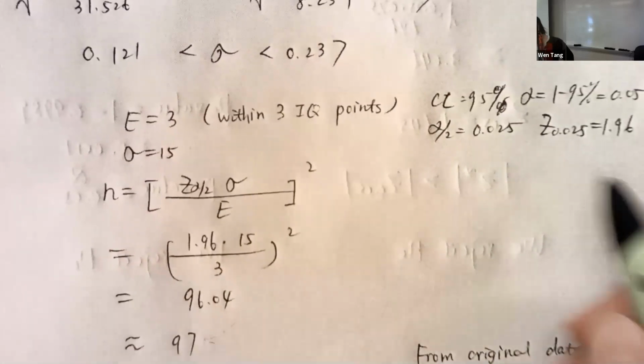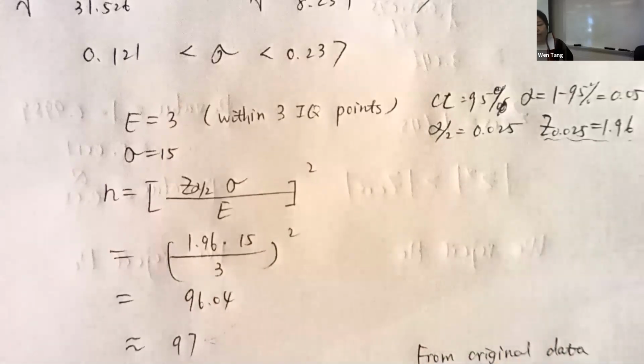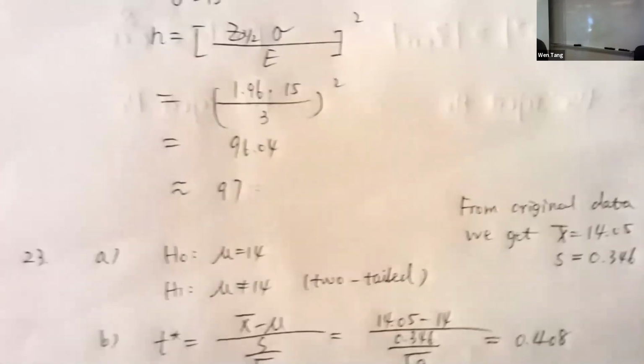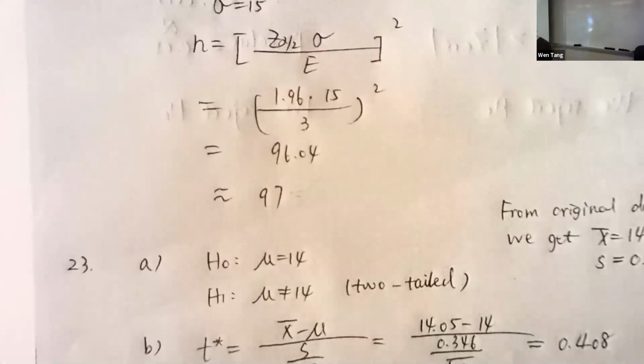So you see, we use the critical value again. If you can memorize several important critical values, something like Z sub 0.025 is 1.96, Z sub 0.05 is 1.645, that will be helpful. You don't always need to check the table to get the critical value. Just make sure you memorize the correct number.